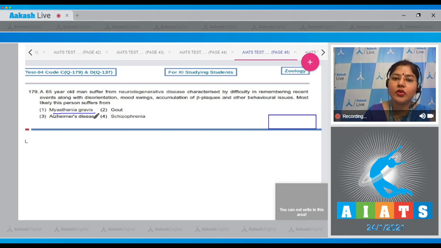Myasthenia gravis is an autoimmune disease and it affects the neuromuscular junction. Gout is due to accumulation of uric acid. Schizophrenia is due to excessive dopamine and it is characterized by hallucinations. Option 3, Alzheimer's. Alzheimer's is due to deficiency of acetylcholine and it is characterized by memory loss, disorientation, mood swings, accumulation of beta plaques and other behavioral issues. So the correct answer to this question is option number 3.